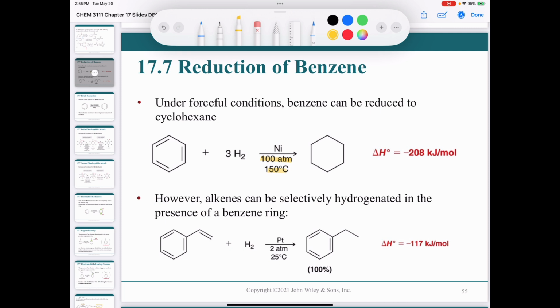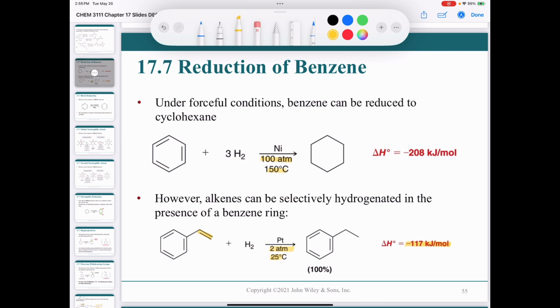However, it says alkenes can be selectively hydrogenated in the presence of a benzene ring. So sure, we can reduce just this vinyl group here using hydrogen, platinum, but now we're only using a low pressure. It's 2 atmospheres, and it's also at a low temperature. You can see that we release only 117 kilojoules per mole here, and you might be wondering, why is it less than a double bond, which is around 120?